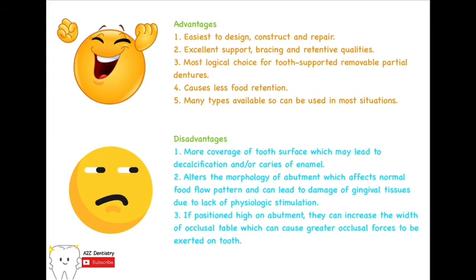Basically it is easy to design, construct and repair. It provides excellent support, bracing and retentive qualities because it follows the principle of encirclement, that is, it is engaging our tooth 180 degrees or more. Therefore obviously it will possess superior retentive qualities, right? Now this is the most logical choice for tooth supported removable partial dentures. Tooth supported means our class 3 here. It causes less food retention, right? And it can be modified in various ways according to our need, right?